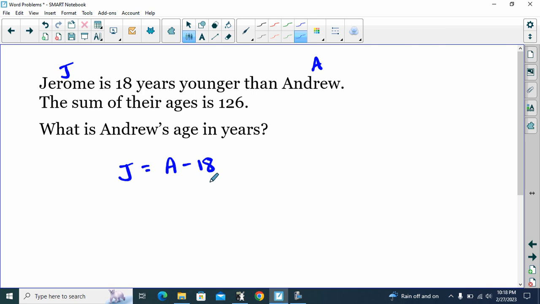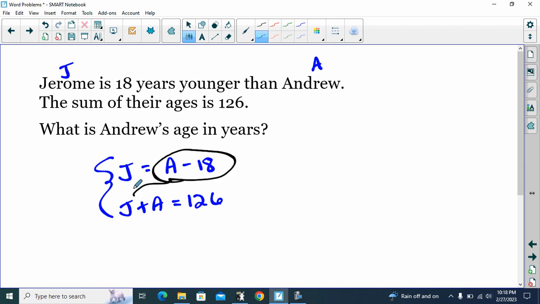It also tells us the sum of their ages is 126. Sum means add. So if I add their ages together, I get 126. And we have our system of equations set up. Because one of the equations says J equals, substitution is going to be your best method here. We're going to take A minus 18 and substitute it in for J. So it's going to say A minus 18, I put that in for J, plus A equals 126.